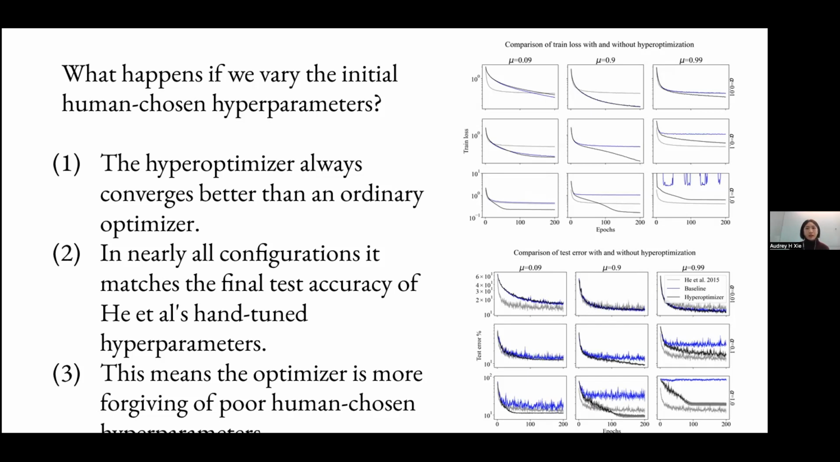So the main takeaway from this slide is that the hyper-optimizer is quite robust to the initialization of the various hyperparameters. So when you're training a model and you're trying to decide what value to set for your learning rate and momentum, you can be a whole order of magnitude off, yet still achieve the same performance.